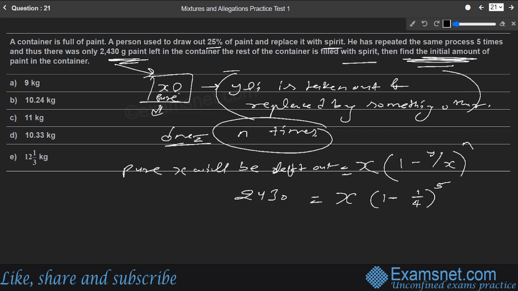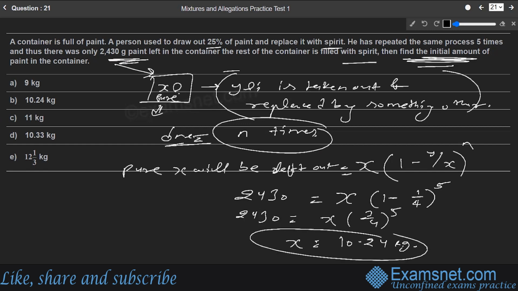And if we want to solve this further, this will give us 2430 is equal to X into (3 by 4) to the power 5. If we solve this further, the X value finally comes out to be 10.24, not gram, rather kilogram. So the right answer is 10.24 kilogram, which is available in option number B.